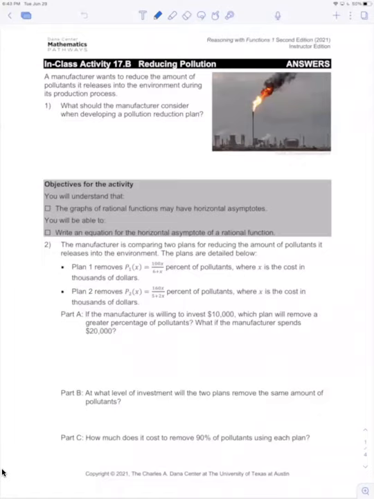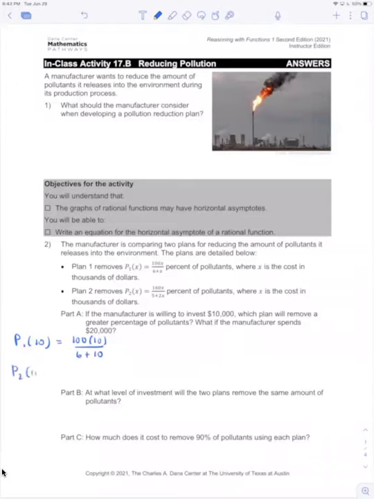Okay, so to write this down, P sub 1, we're going to use 10. That represents 10 thousand dollars because x is the cost in thousands of dollars. And that's going to be 100 times 10 for the numerator, and then 6 plus x is 6 plus 10. And P sub 2 of 10 is going to be 160 times 10, over 5 plus 2 times 10.